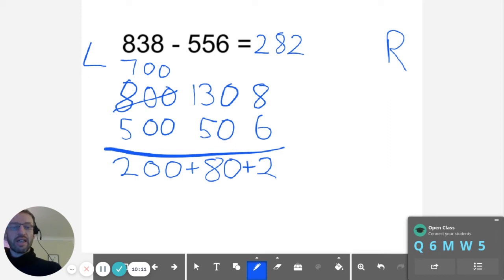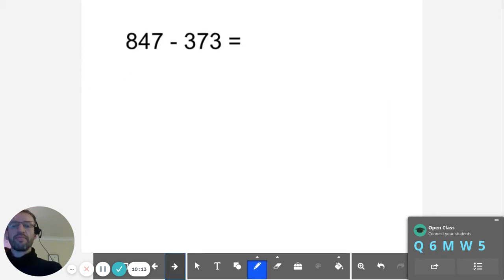Okay, let's look at another one. Pause the video and have a go at this one yourself. I'll just give you a minute. Pause the video now. Well done. You should all have a good answer for this one by now, using the method that you've been shown. Remember, you can always rewind this video to look at the examples if you're struggling.